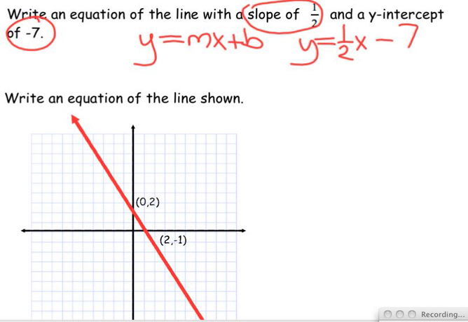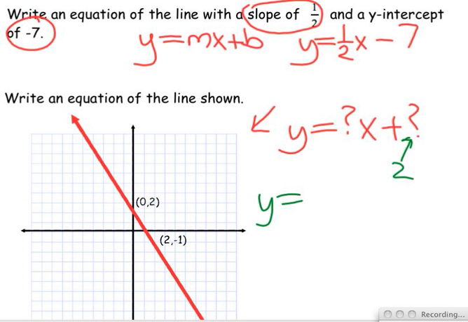For this problem, it says write an equation of the line shown. And it says 0, 2, and 2, -1. First off, you need to figure out, well, you've got y is equal to something times x plus something. If we look at that graph quickly, we can already figure out what this something is. That something is going to be 2. So now we just have to figure out the slope, because we've got the something x plus 2.